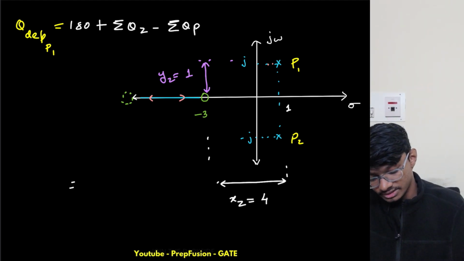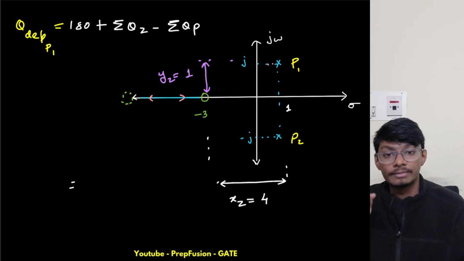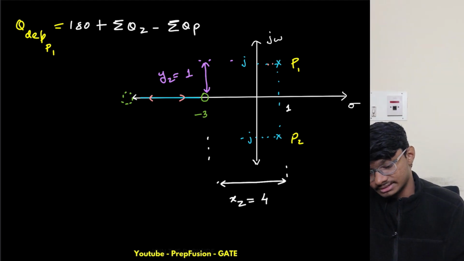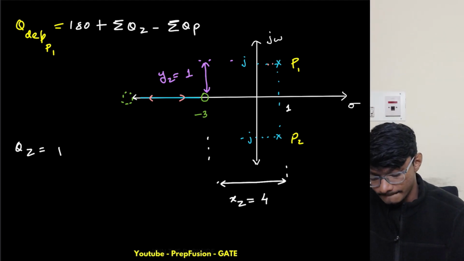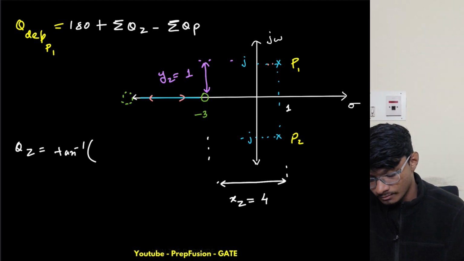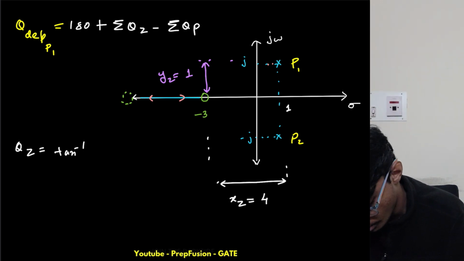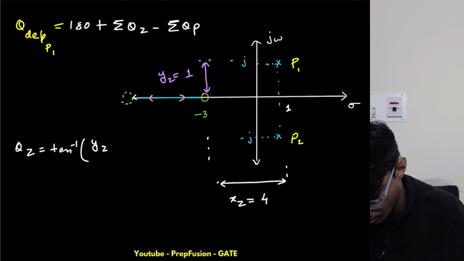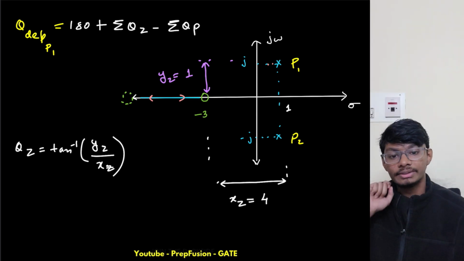So what is the case? My x and y both are positive. If my x and y both are positive, then what can I write my theta z as? So theta z I can write simply as tan inverse y of z upon x of z, right? This is what I can write my theta z as.